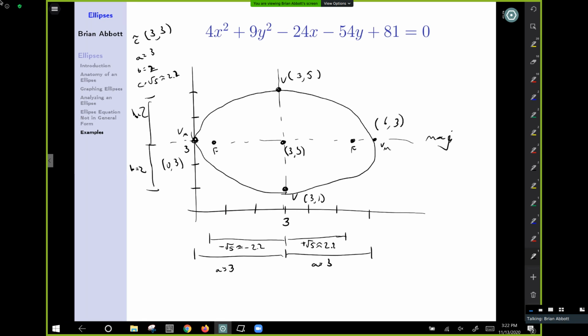And now the focus. All right, so which part stays the same? The y stays the same, right? Because we're changing the x value here in the horizontal. And so what did we start with? Well, we start at the center, and the center is 3, 3. And what do we do there? We start at 3, and then we travel in the correct direction, the appropriate distance of c. So 3 plus root 5 for the right one, and 3 minus root 5 for the left one. And that is it for ellipses.